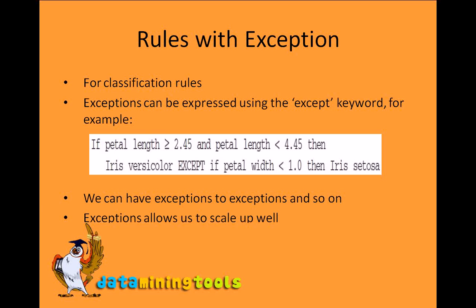Now talking of exceptional rules, for classification rules we might encounter a case which is not properly classified by the classification rules which we have. In such cases, instead of manipulating our classification rule, we can just add an exception to that rule. As you can see in the example, we have used the keyword except to mention the exception. Now we can have an exception to an exception and so on. And using exceptions, we basically have the facility to scale up really well.